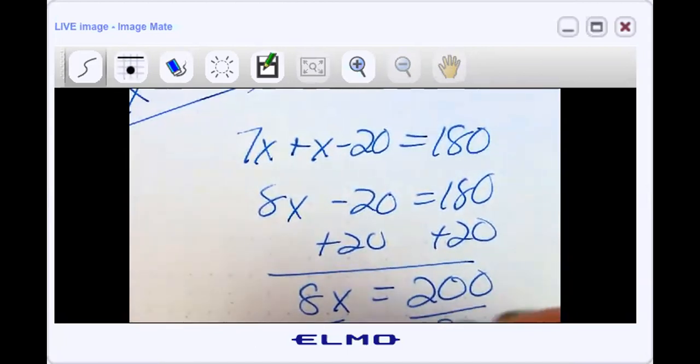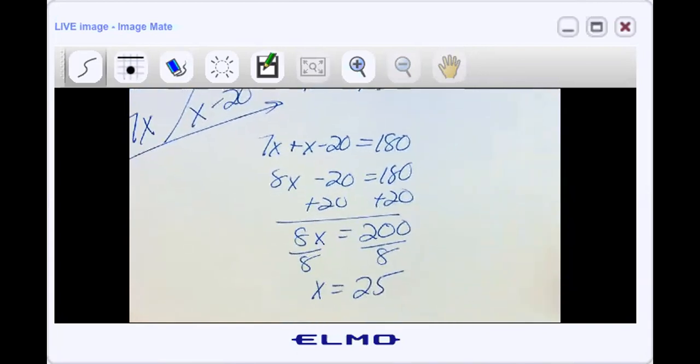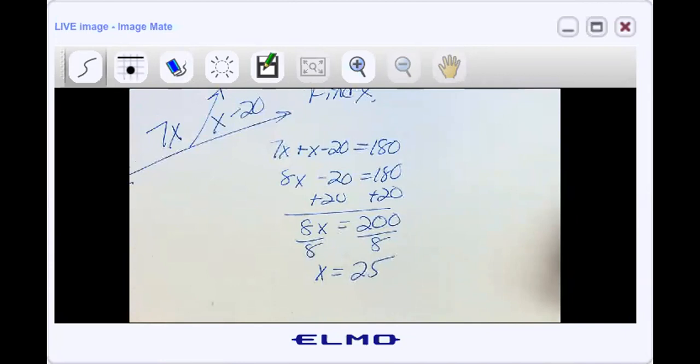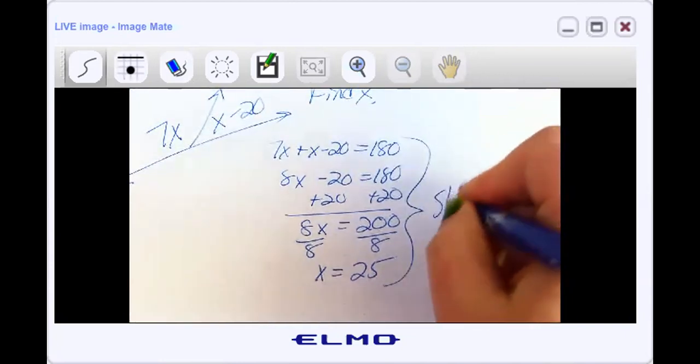I believe 200 divided by 8 is just 25. So that is what I'm going to have to see on tonight's homework. Okay, when you get a question like this, I need to see that.